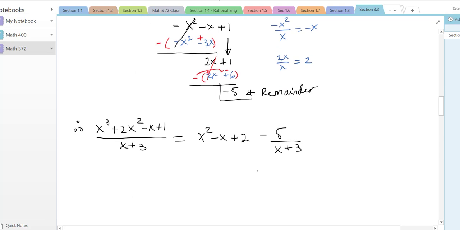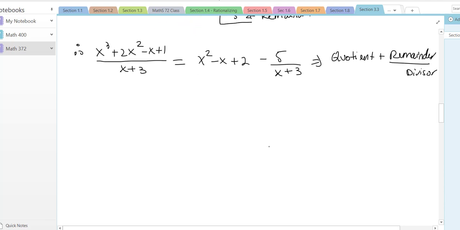Right? So the format of your answer is the quotient plus the remainder divided by the divisor. The remainder, again, is just the thing that you're left over with at the end of your division problem, not once you put it with the divisor. So be careful about that.